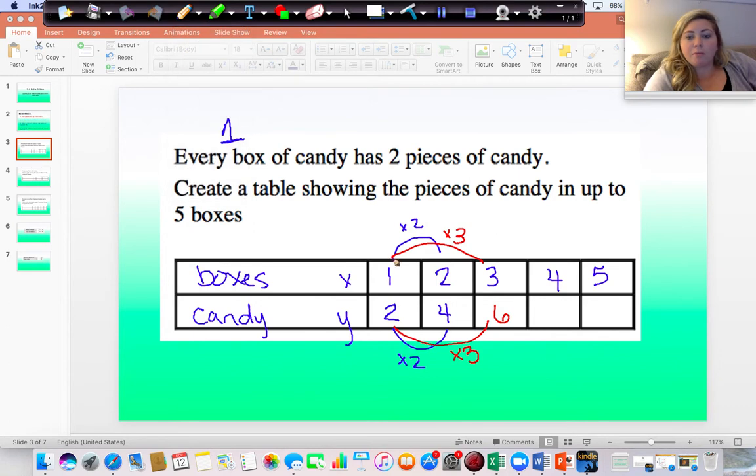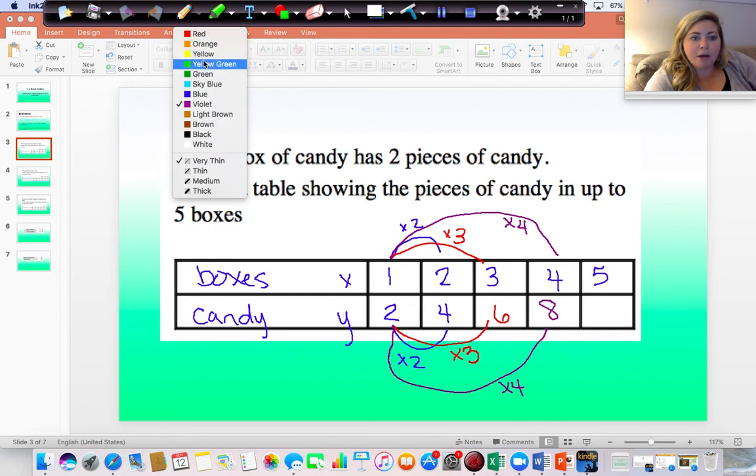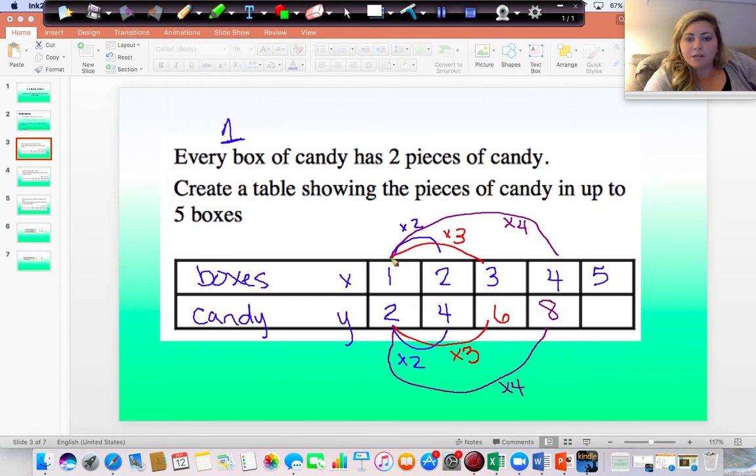Okay, to go from our first box again to the 4th box, we need to multiply it times 4. So we need to take our first box and multiply that times 4 to get our 4th box down here. And 2 times 4 gives me 8. And our last box, we need to multiply our top box times 5. So then we multiply our bottom box, so it's hard to see, times 5. And 2 times 5 gives me 10.